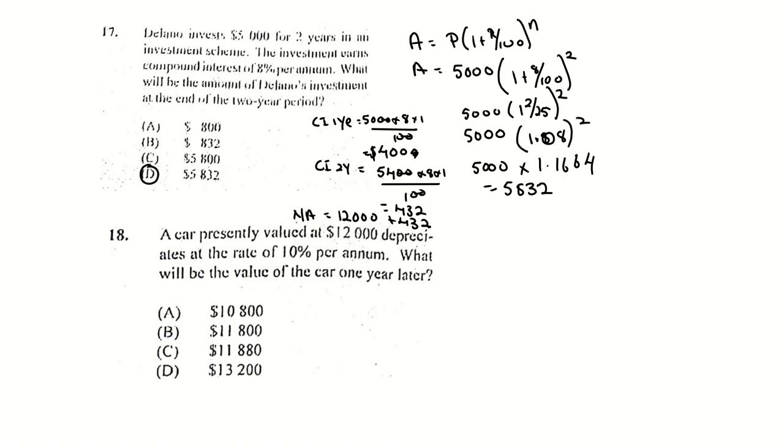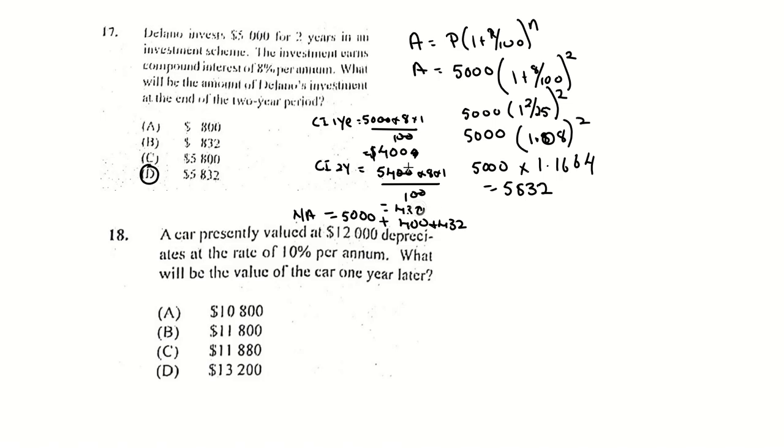Sorry, no. They ask what will be the amount of his investment. It would have been 5,000. The new amount is your 5,000, plus your interest for 2 years, which is 400 plus 432, which is $5,832. And that is the next way you could have done it.